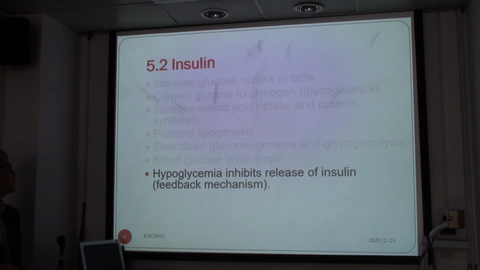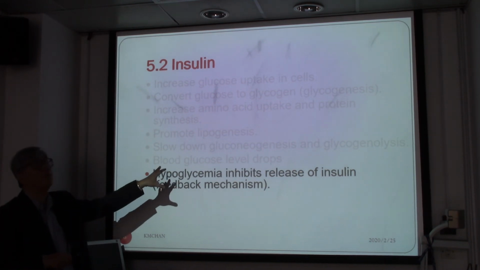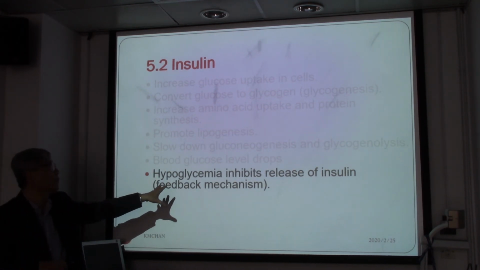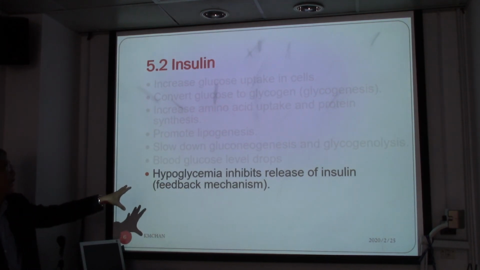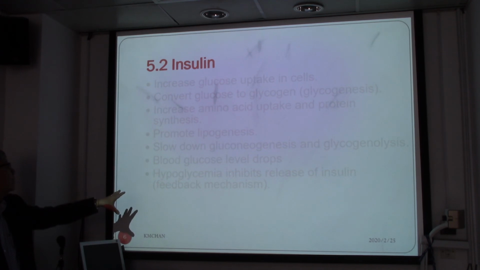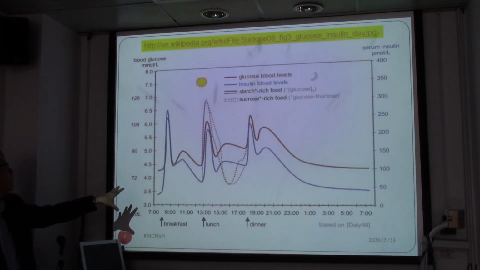Hypoglycemia inhibits release of insulin. Hypoglycemia means the feedback mechanism here: when the sugar level drops to a very low level, the insulin release would be inhibited. Okay, so these are the functions of insulin.